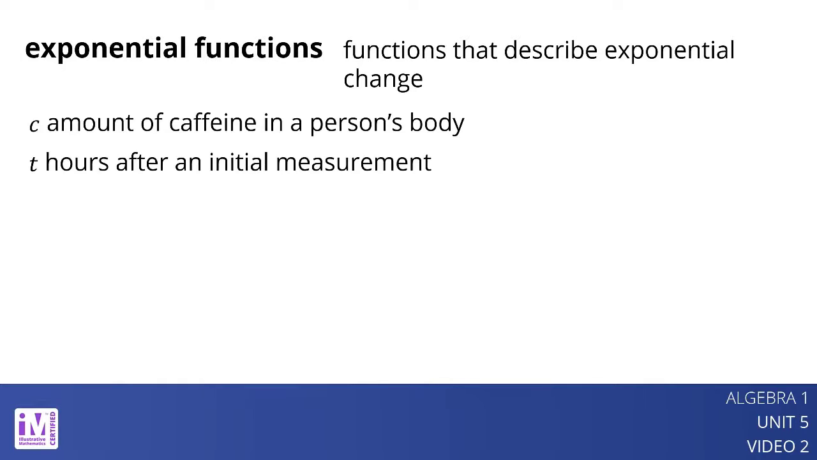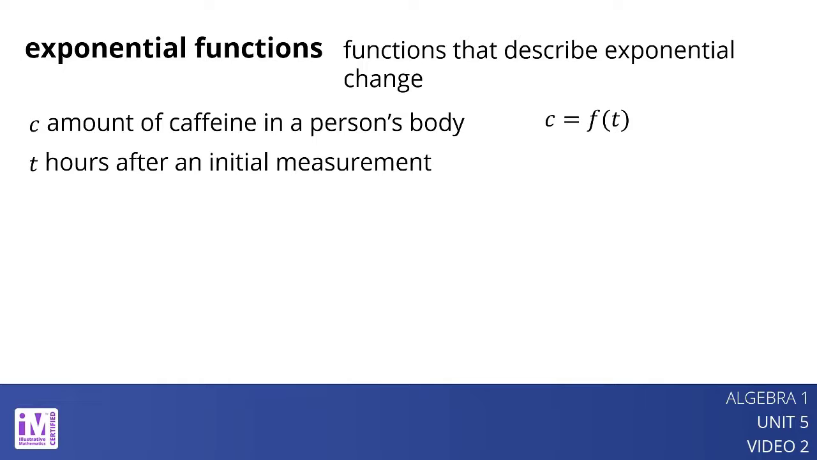For example, suppose C is the amount of caffeine in a person's body t hours after an initial measurement. For each time t, there's only one value for the corresponding measurement of caffeine C. So we can say that C is a function of t, and we can write this as C equals f of t.